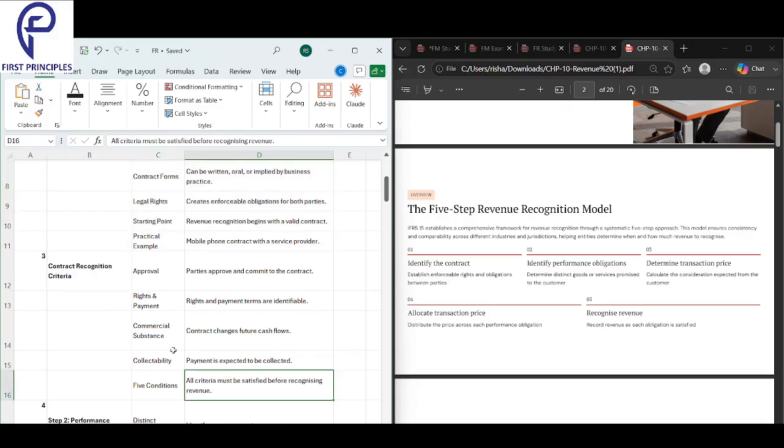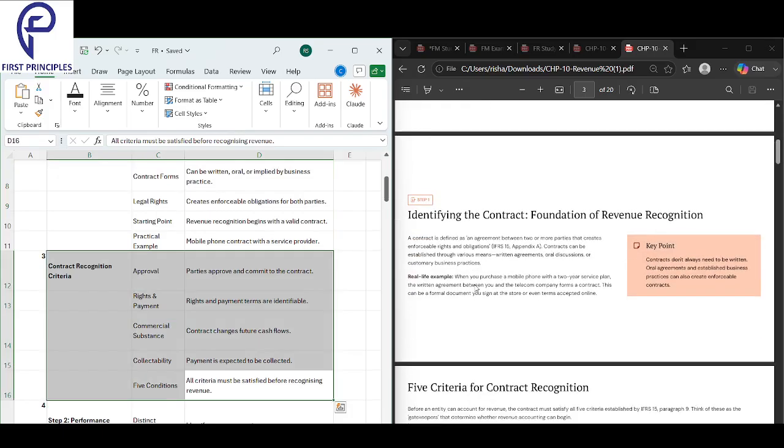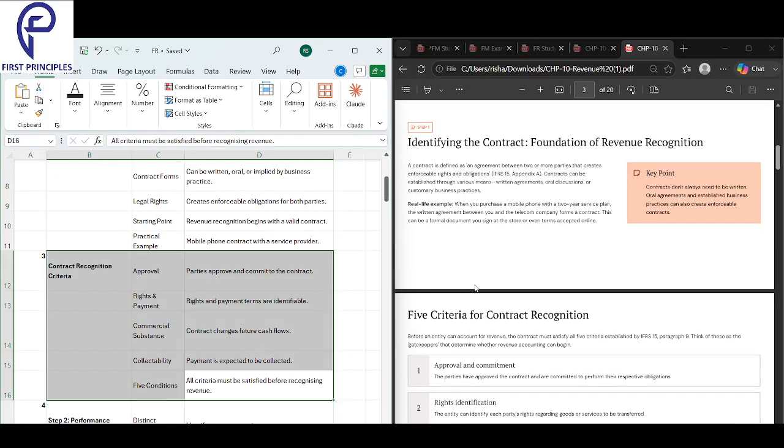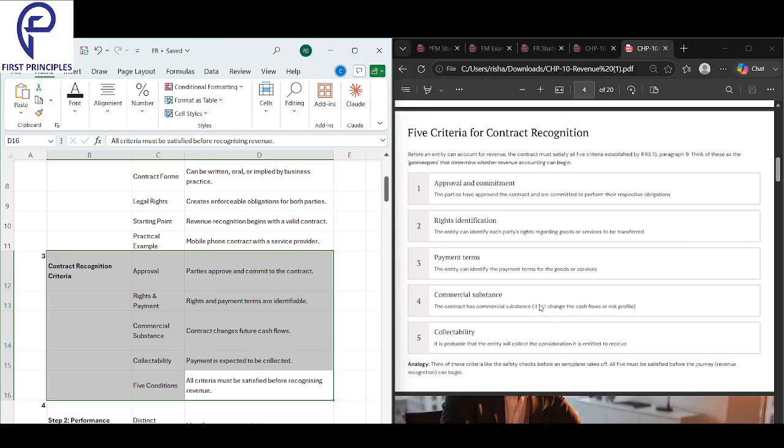Now, first of all, how do you recognize whether there is a contract or not? It's important to know how you recognize if there's a contract. We have clearly understood that only when there is a contract will there be revenue.